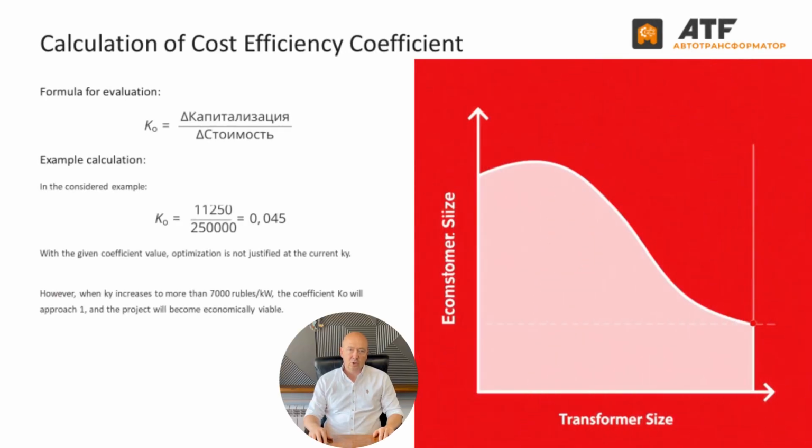Let's now calculate the cost-effectiveness ratio, also called KO. This ratio equals the difference in capitalized losses divided by the increase in manufacturing cost. That is, 11,250 rubles divided by 250,000 rubles. The result is 0.045. Conclusion. At the current KY value, the optimization is not yet worth it. But if KY rises above 7,000 rubles per kilowatt, the cost-effectiveness ratio approaches 1, and the optimization becomes economically viable.